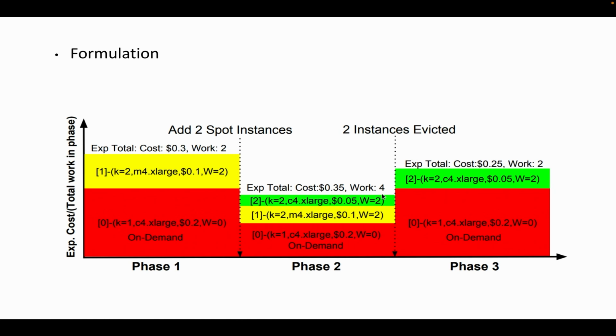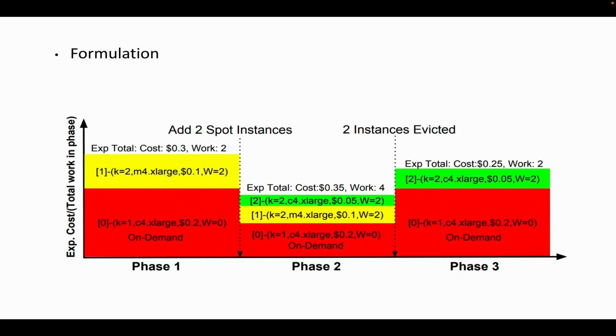So now this has reduced the cost per unit work. This vertical line explains the cost per unit work, which has been reduced with the new two spot instances. Now if we evict the two instances, like this, we have evicted this spot instance, so now we have a cost of 0.25, which is 0.05 plus 0.2, and the work done is 2. That is how BitBrain decides.